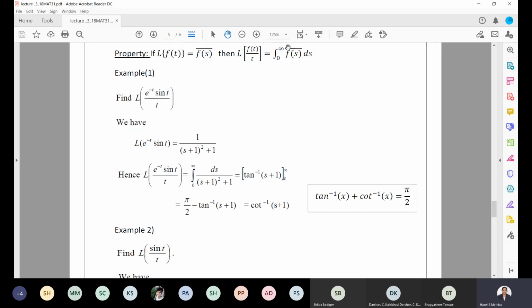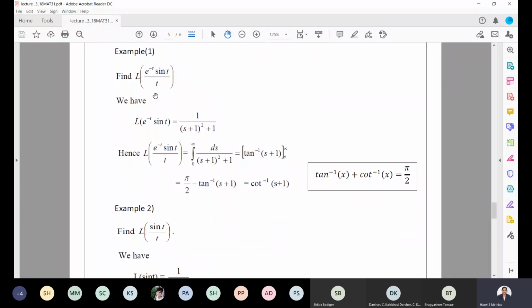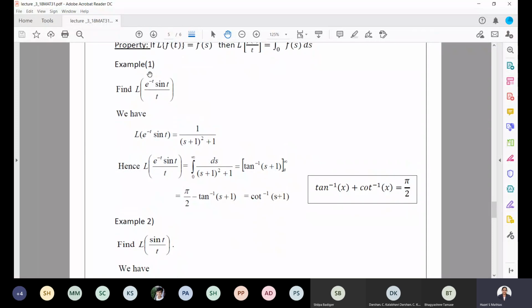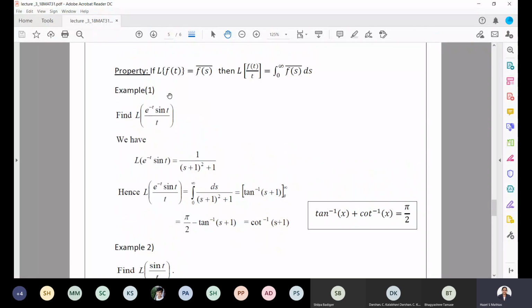What is this f bar of s? This is nothing but the Laplace transform of f of t. So this is the next property we will be discussing. Suppose we have to find the Laplace transform of a function in the form f of t by t. In that case, how to find the Laplace transform? So here is the question. Find the Laplace transform of e power minus t into sin t divided by t. So this is f of t divided by t.